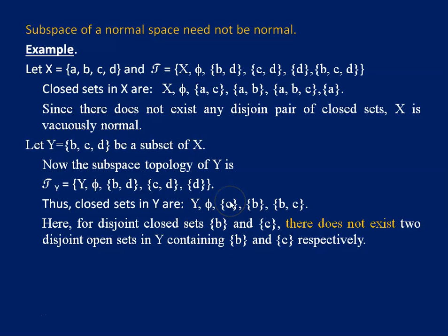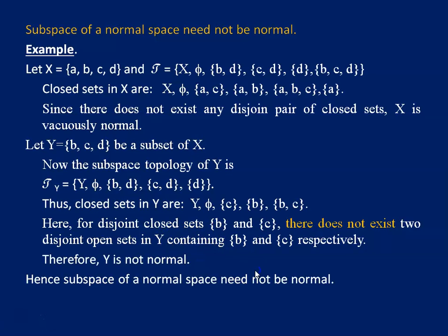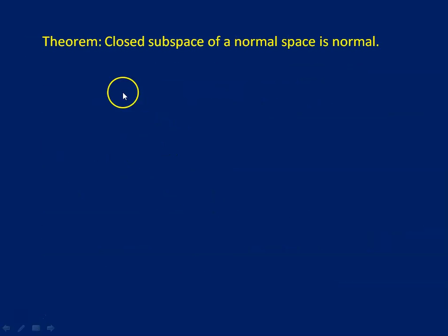So here what have we seen? We have seen that a subspace of a normal space need not be normal, because here X is normal whereas the subspace Y is not normal. The next result is: a closed subspace of a normal space is normal. We have seen that a subspace of a normal space need not be normal, but a closed subspace of a normal space is normal. Here is an additional condition. The subspace needs to be closed in the parent space.